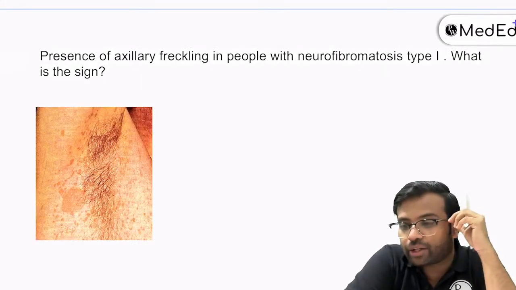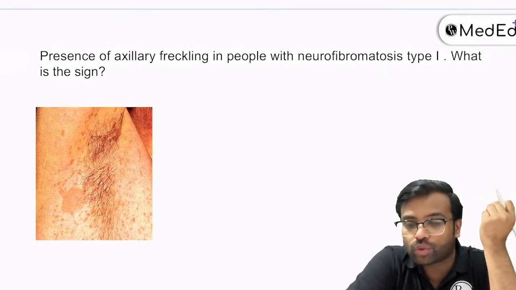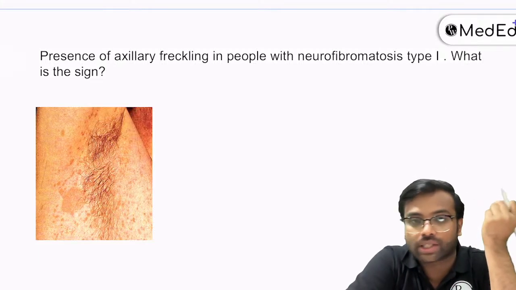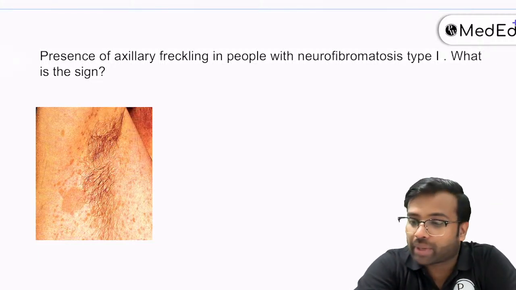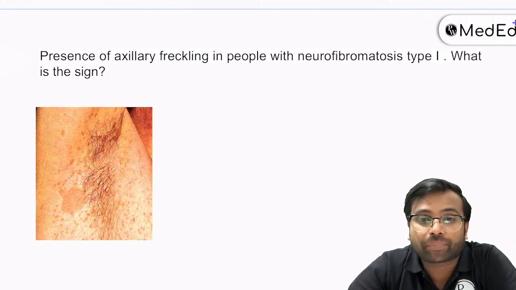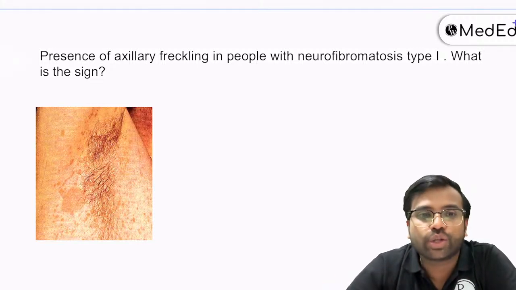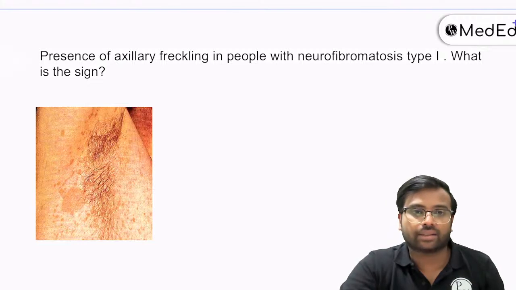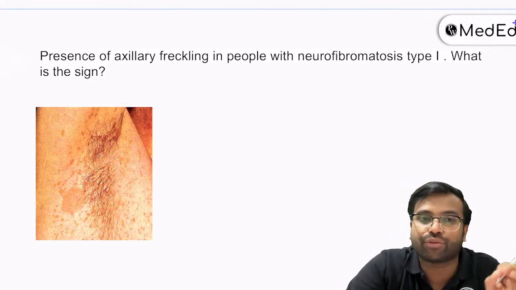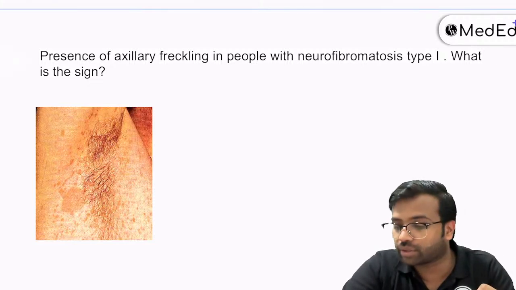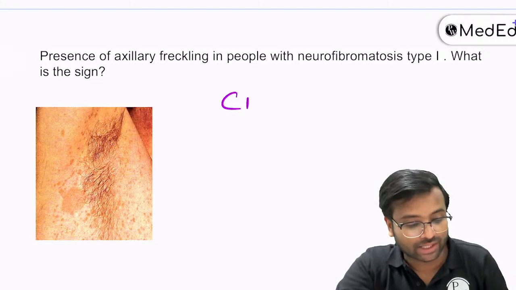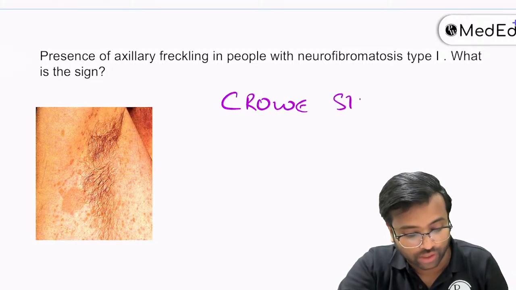So when you see these kind of nodular lesions, you always would suspect. So what do you suspect in those cases? You may suspect a genodermatosis, which is called neurofibromatosis. Now in this neurofibromatosis, there is a sign, that is the presence of axillary freckling in a patient with neurofibromatosis. What is the name of the sign? Very, very good. So this sign is called Crowe sign.